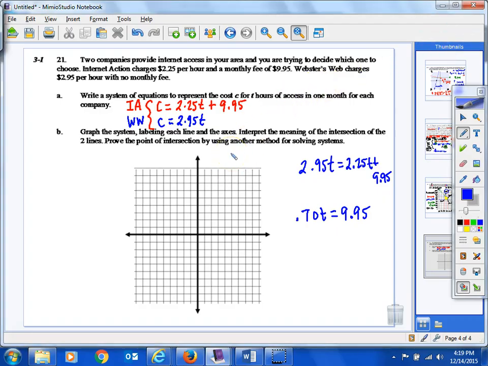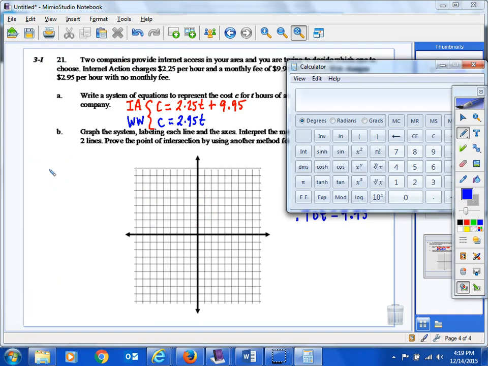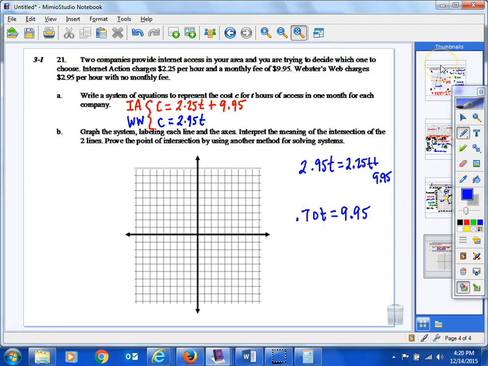Sorry about that. I thought I had a calculator I could pull up on the screen, but anyway, you're going to do 9.95 divided by 0.70, and rounded, that would be 14.21. 14.21 for T. Remember, T represents hours.